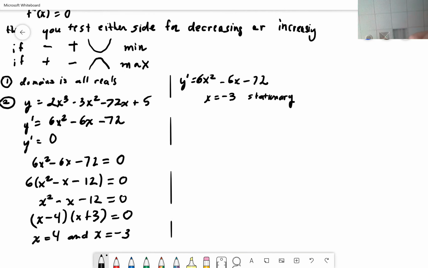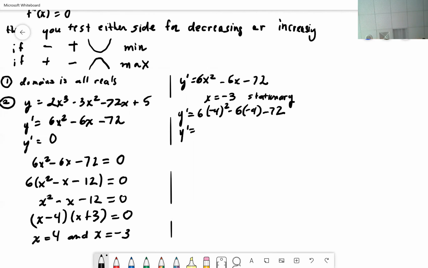And so I'm going to go ahead and plug in values to the left of negative 3. Can you give me a value to the left of negative 3? Negative 4 works perfect for me. And we're going to substitute it into here. All we're going to care about is, when we're done, what sign the derivative has, to determine whether it's increasing or decreasing.